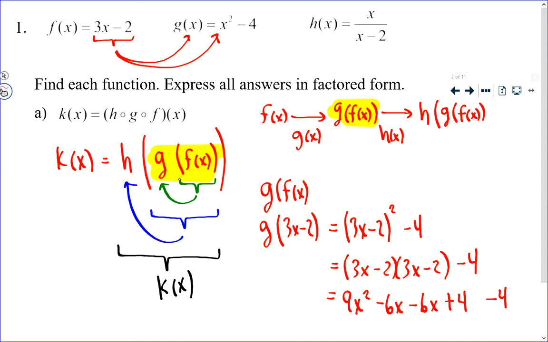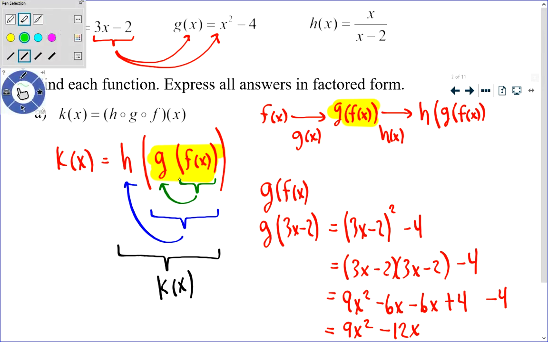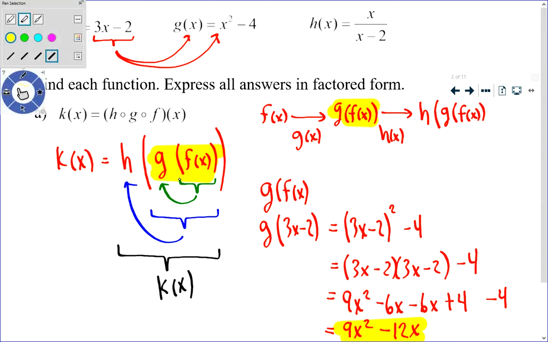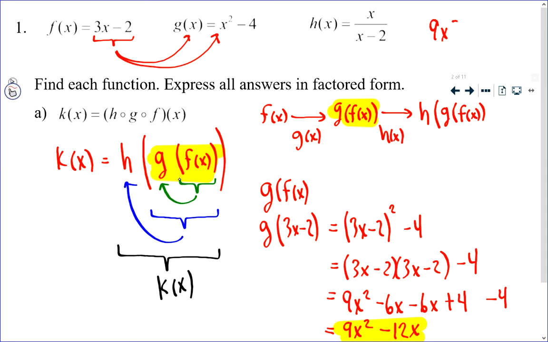So what I end up with is 9x squared minus 12x. That is g of f of x. So what I have highlighted elsewhere here in yellow is what I have highlighted at the bottom. That's what has to now go in for x in h. There's a lot going on here. As soon as you go from two functions to three functions, it gets really difficult. So I know now that g of f of x is 9x squared minus 12x.